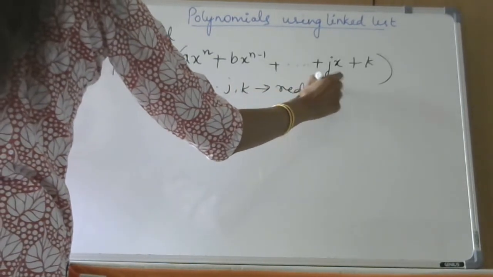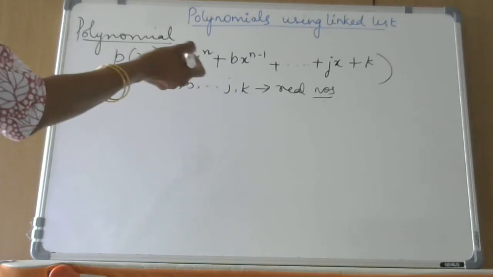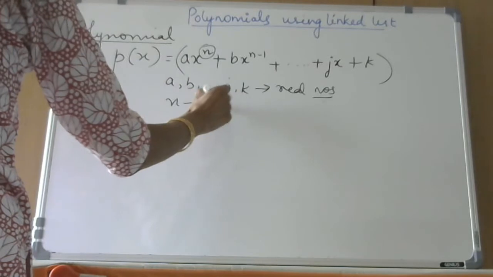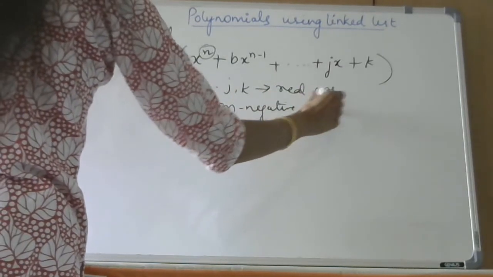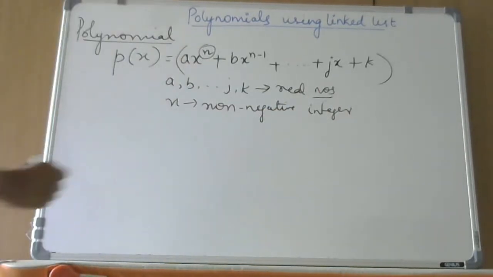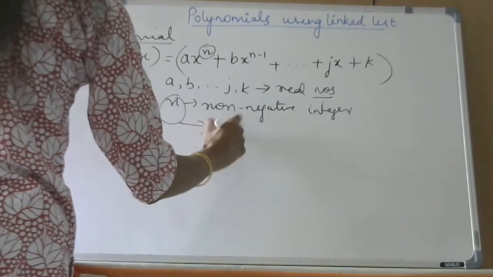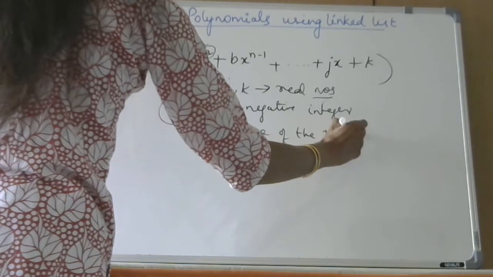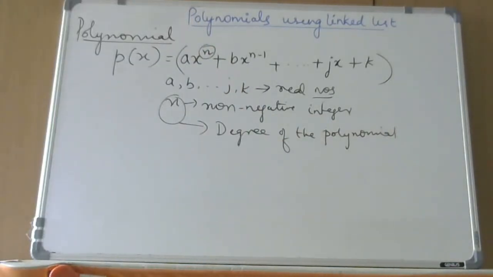are nothing but real numbers, and n is a non-negative integer. What is n called? n is always called the degree of the polynomial.